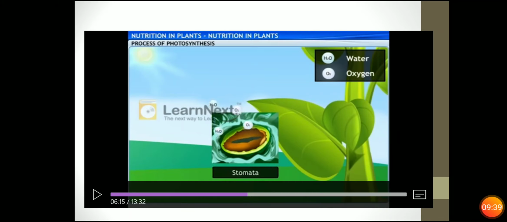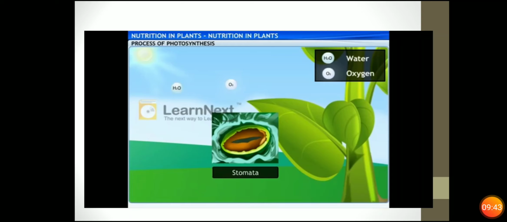Now, what happens during the daytime? The food is synthesizing, so water will get accumulated in the stomata and they will become turgid. So what will happen then? They will open. So the stomata will open. When the stomata open, then oxygen and water will evaporate. Oxygen will move out to the atmosphere and water will evaporate from there.